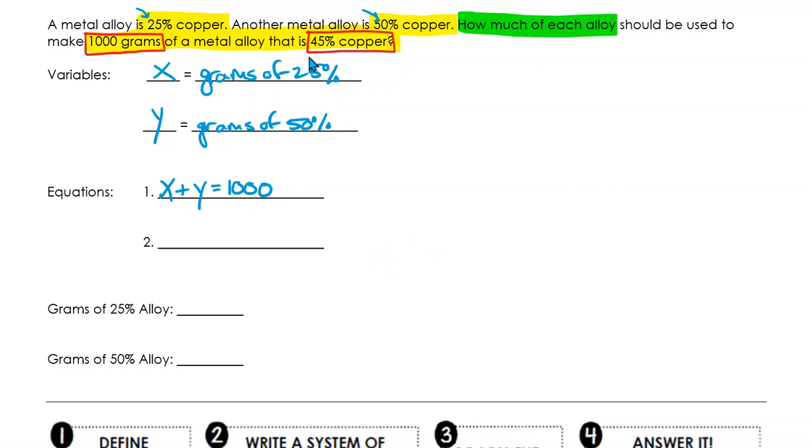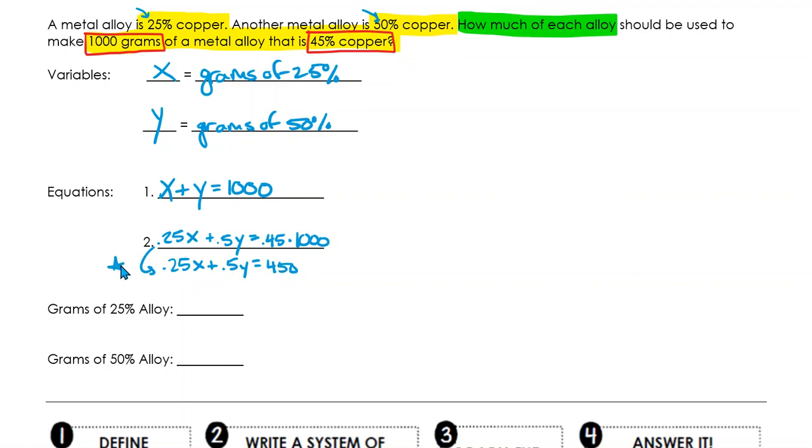Next, we need to figure out this percentage of copper. So if I have this 25% alloy, that means that 25% of the grams of that alloy are going to be copper. In other words, 0.25 times the number of grams there will tell me how much copper I have in that particular amount. Likewise, for the 50%, if I do 0.5 times the amount of the 50%, that will tell me how much copper is actually in there. We want to make 1,000 grams of 45% copper. So I need to take 45% of 1,000 to find out how much copper should be in my result. So this equation is going to be 0.25x plus 0.5y equals 450.